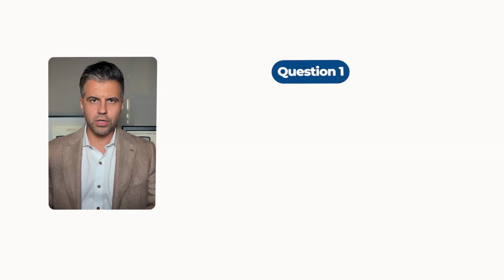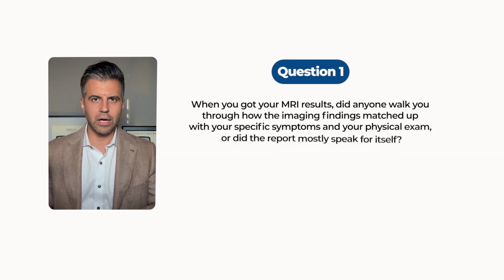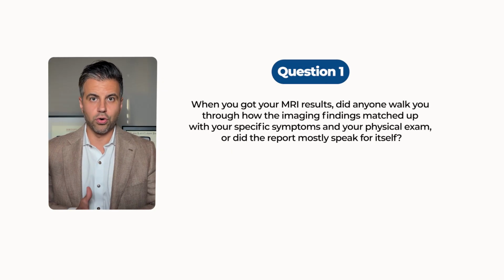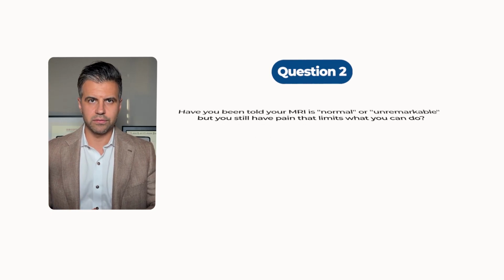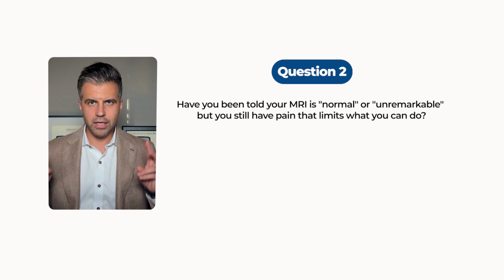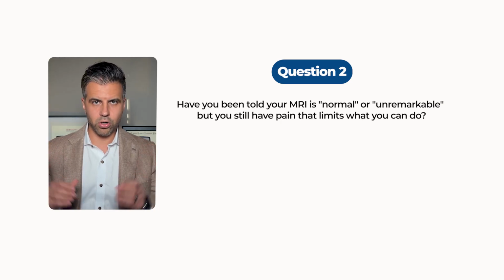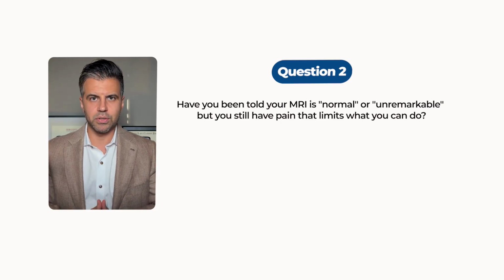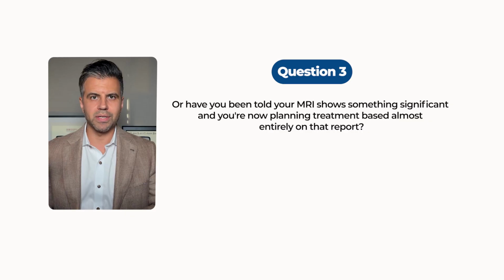So ask yourself these three things right now. When you got your MRI results, did anyone walk you through how the imaging findings matched with your specific symptoms and your physical exam? Or did the report mostly speak for itself? Have you been told your MRI is quote unquote normal or unremarkable, but you still have pain that limits what you can do? Or have you been told your MRI shows something significant and now you're planning treatment based almost entirely on that report?